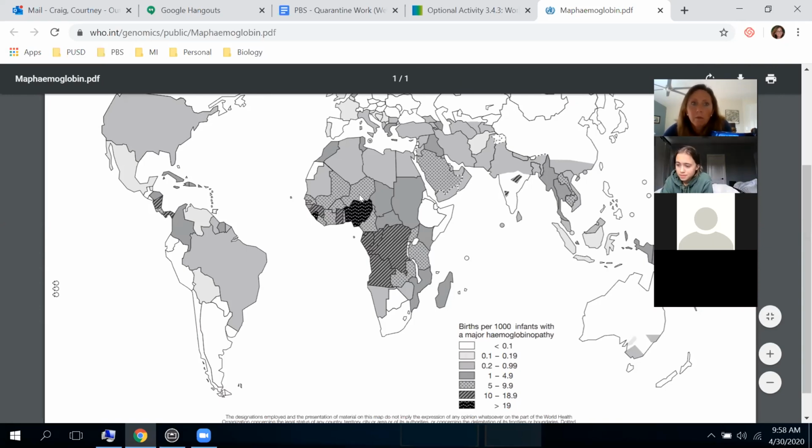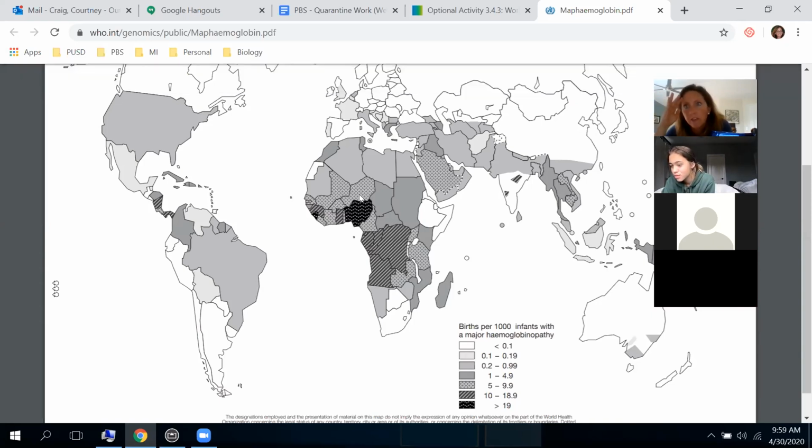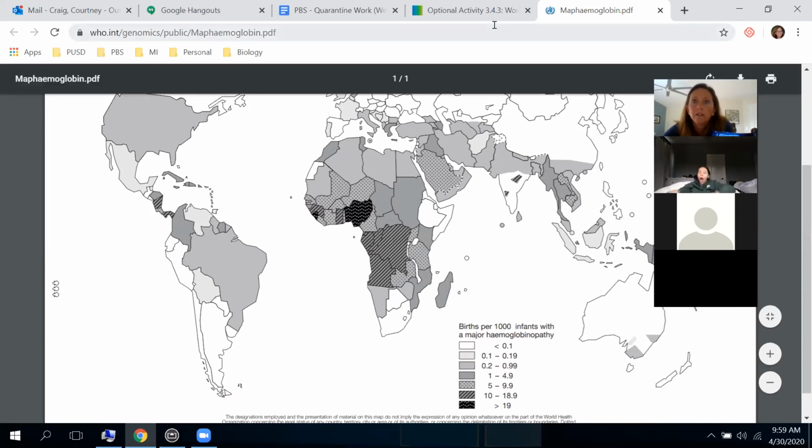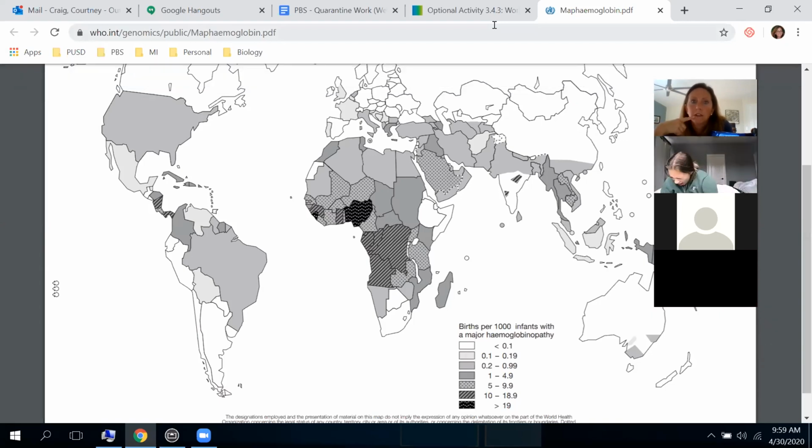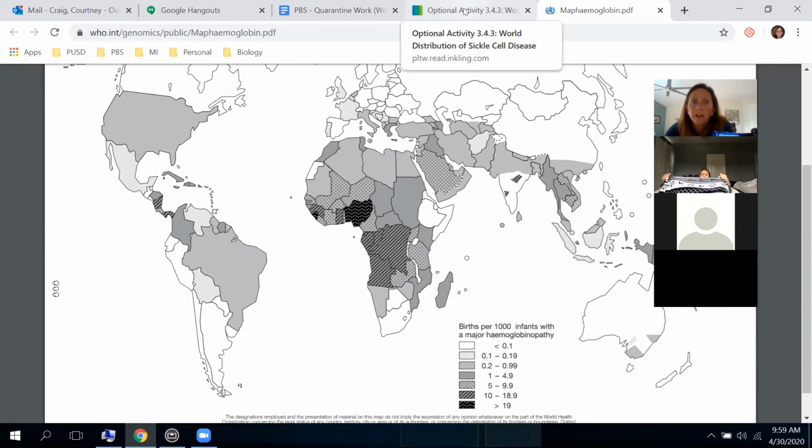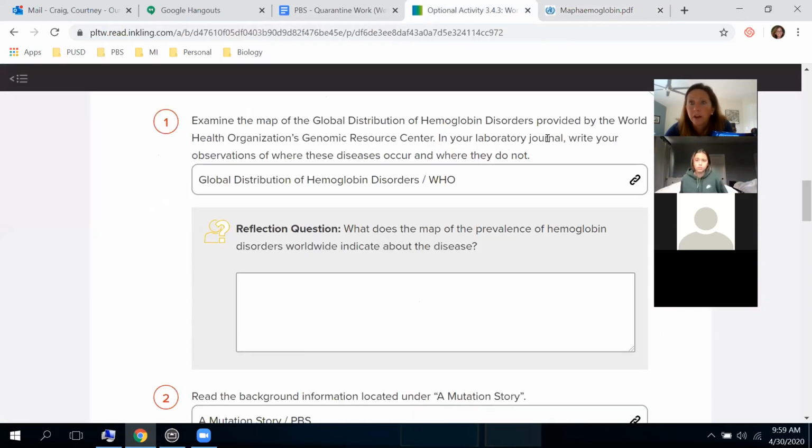Anyway, because it's tropical, that means that different types of organisms can breed there, they can thrive there. And one of those organisms is a particular mosquito called the Anopheles mosquito. The Anopheles mosquito carries a protozoan in its saliva, and that particular protozoan is the one that causes malaria.